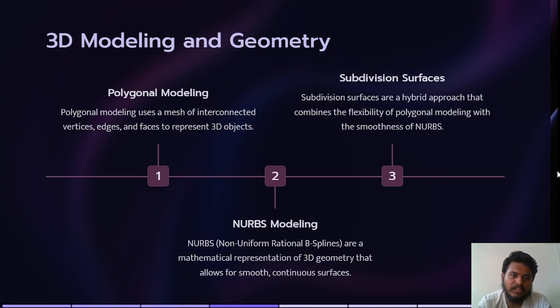3D modeling and geometry. Polygonal modeling, subdivision surface, NURBS modeling. Polygonal modeling. Polygonal modeling uses a mesh of interconnected vertices, edges, and faces to represent 3D objects. NURBS modeling. NURBS, or non-uniform rational B-splines, are a mathematical representation of 3D geometry that allows for smooth, continuous surfaces. Subdivision surface. Subdivision surfaces are a hybrid approach that combines the flexibility of polygonal modeling with the smoothness of NURBS.